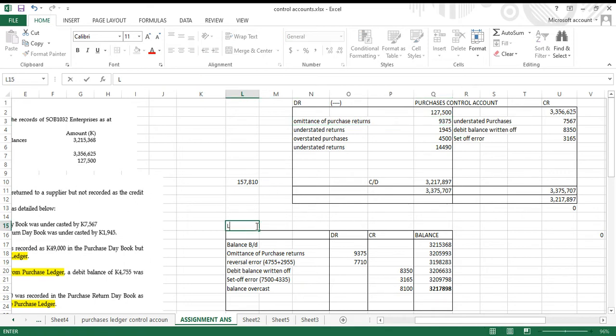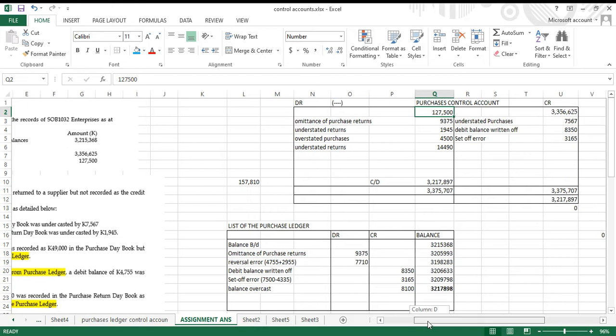Then in our list of purchases ledger, same 9,375, we're still going to debit it because this transaction wasn't recorded, right? This return outwards wasn't recorded. So we're going to have to include it both in the purchases ledger and the control account, all right? Both on the debit side.